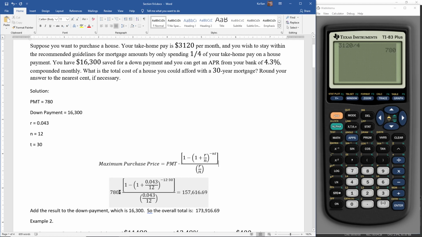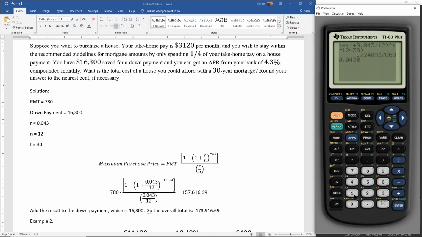Now, for this, to type into the calculator, let me show you how to do it. I usually put in the numerator and then I put in the denominator. So the numerator is 1 minus parenthesis 1 plus 0.043 divided by 12, close parenthesis, raised to the power. Now, let me see, do the parenthesis, negative 12 times 30. Just like that. That's the numerator. And the denominator is pretty easy, right?